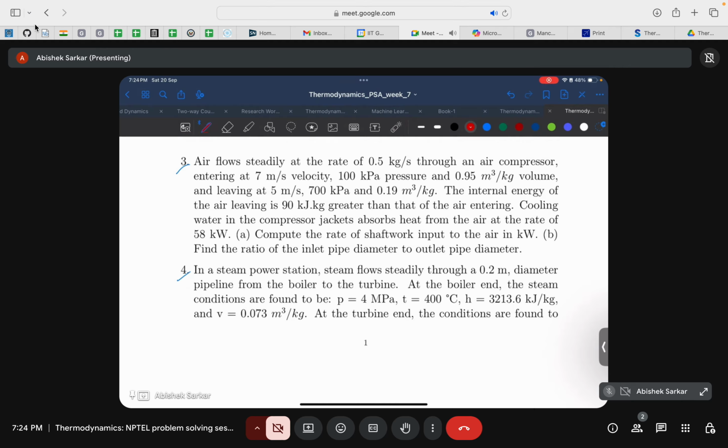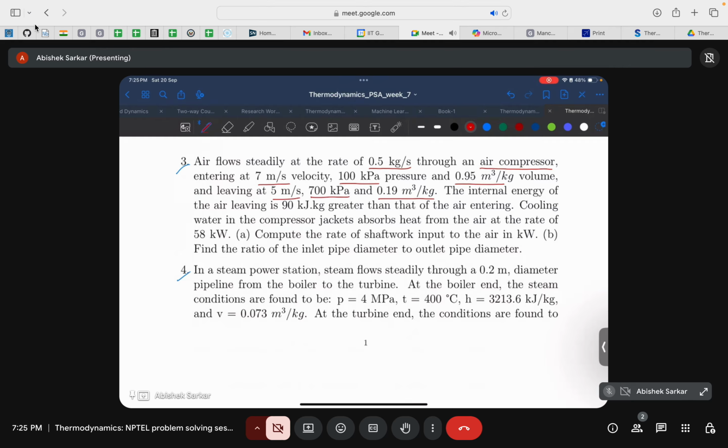Air flows steadily at the rate of 0.5 kg per second through an air compressor, entering at 7 meter per second velocity, 100 kilopascal pressure and 0.95 meter cube per kg volume, and leaving at 5 meter per second, 700 kilopascal and 0.9 meter cube per kg. Again, I will just underline the relevant properties so that it's easy for you to take notes. So 0.5 kg per second is the mass flow rate.